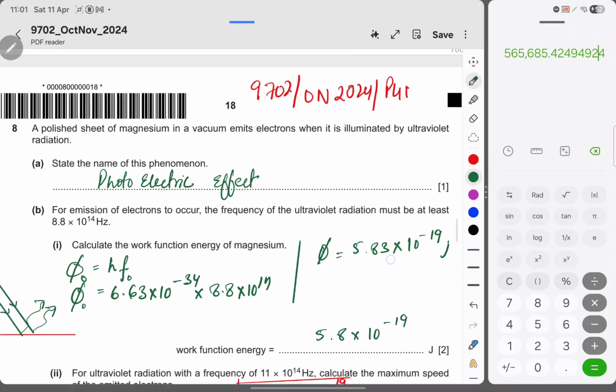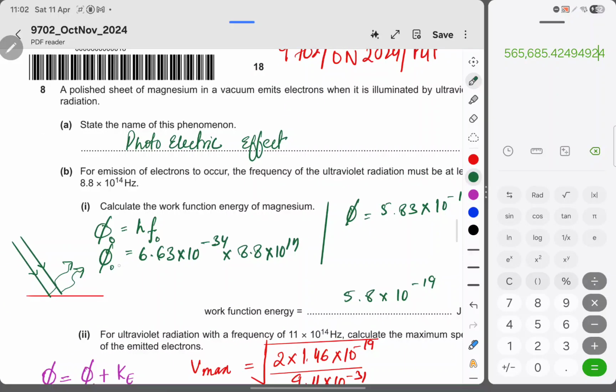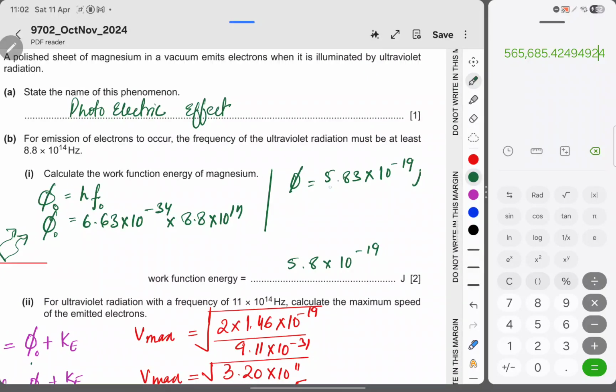Photoelectric effect, right? So, for the emission of electrons to occur, the frequency of the ultraviolet radiation must be at least 8.8 into 10 to the power 14 Hertz. Calculate the work function. So, it is the first formula of our quantum physics. Work function equals Planck's constant into the minimum or threshold frequency. So 6.63 into 10 to the power minus 34 is the value, and 8.8 into 10 to the power 14 is given.